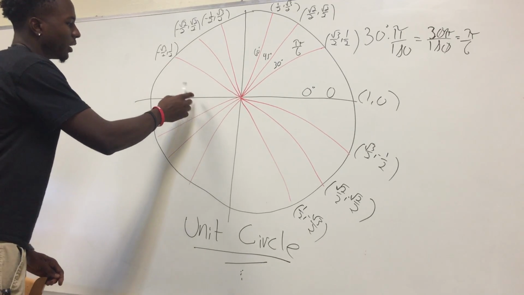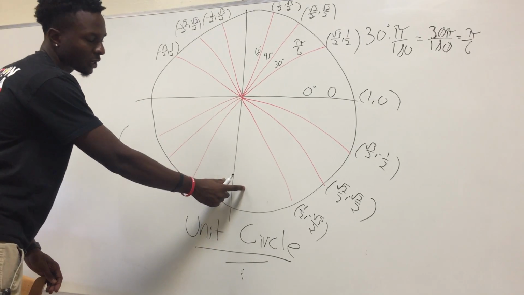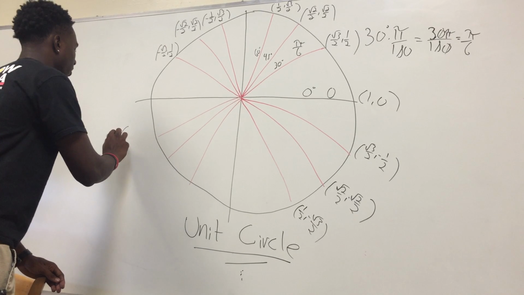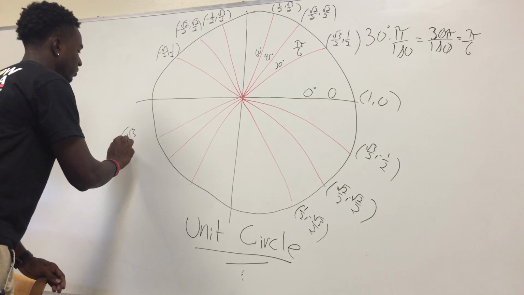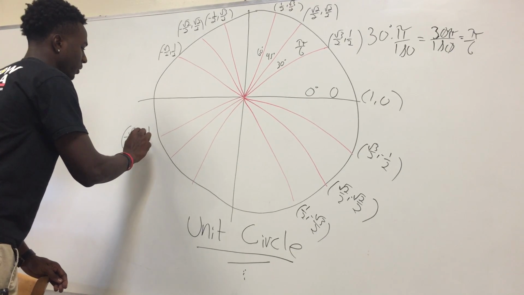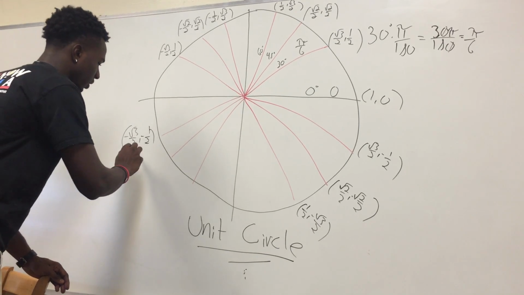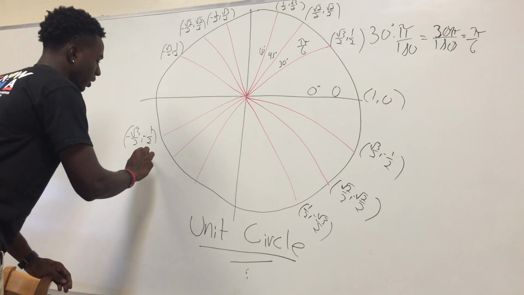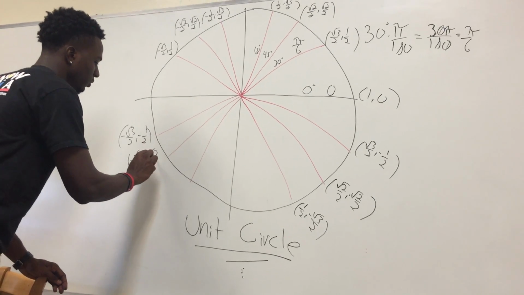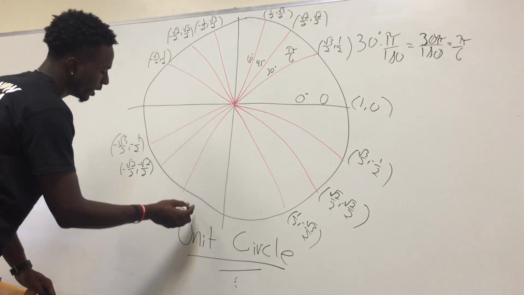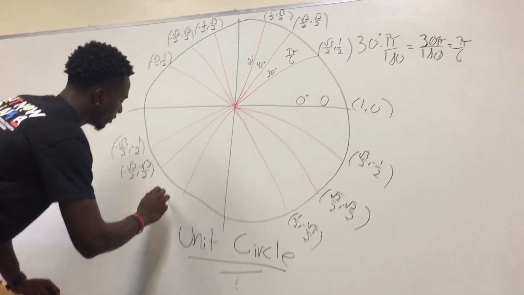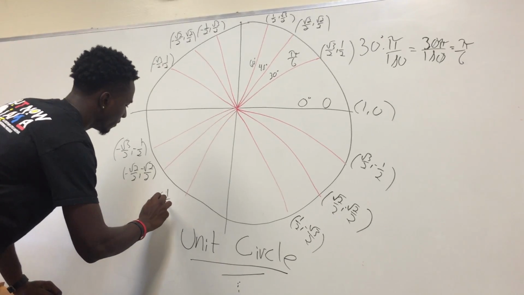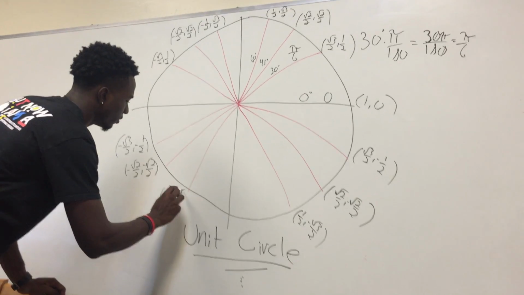So right here it'll be, remember, they're both negative now. The x-coordinate is negative and the y-coordinate is negative. So it would be negative square root of 3 over 2, negative 1/2, and negative square root of 2 over 2, and negative square root of 2 over 2. And the last one would be negative 1/2, negative square root of 3 over 2.